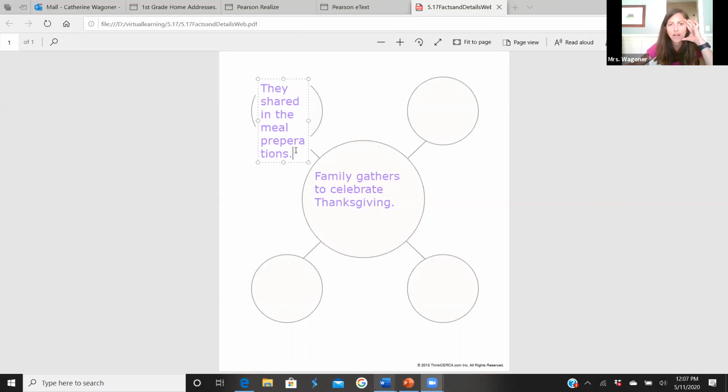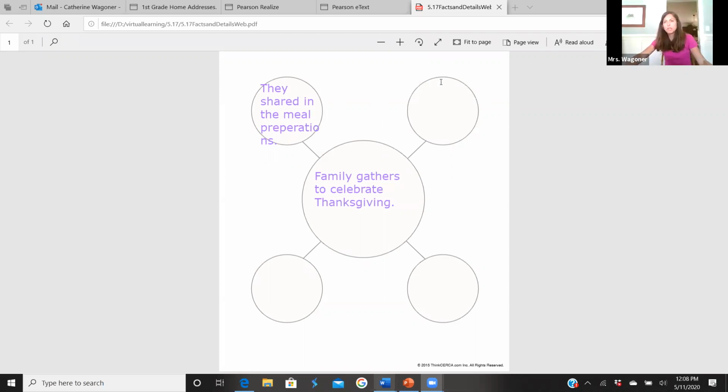That's part of their, I can't make that smaller. I wish I could for you guys, but they shared in the meal preparations. That goes in that bubble. That's one of the facts, or one of the details that goes with our fact. And I'm so sorry that it's split like that. The preparation shouldn't be split like that. Anyways, so that's one of the details that goes with our fact.